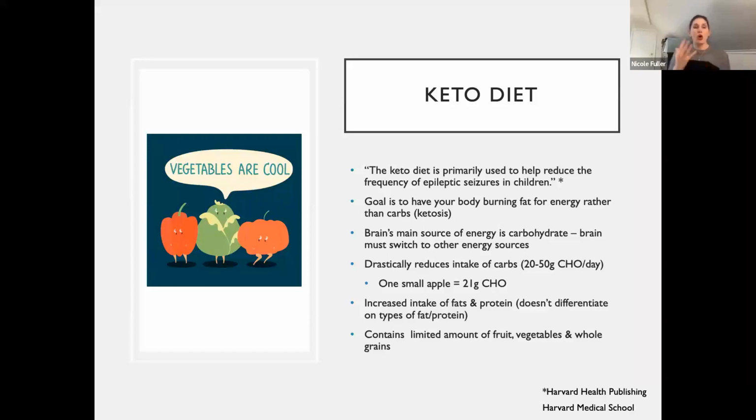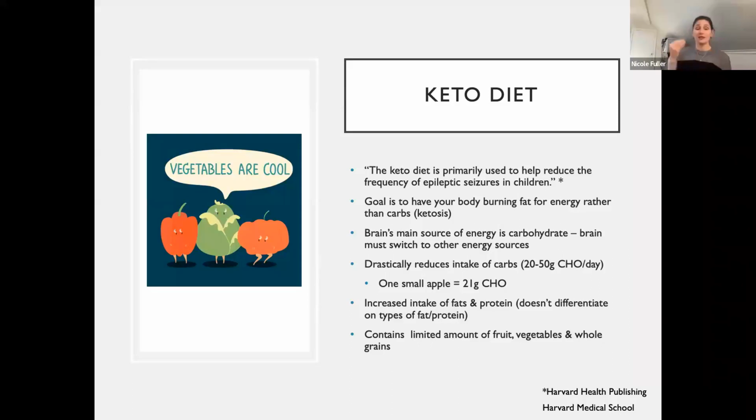Anyhow, the goal of the ketogenic diet is to have your body burning fat for energy rather than burning carbohydrates. Okay. And by doing this, it puts your body in a state of ketosis. I'm not going to go into all the ins and outs of the keto diet. I wanted to just kind of touch on it. And I will say that people will come to me and ask, what do you think about the keto diet? I think people follow what they want to with the keto diet.